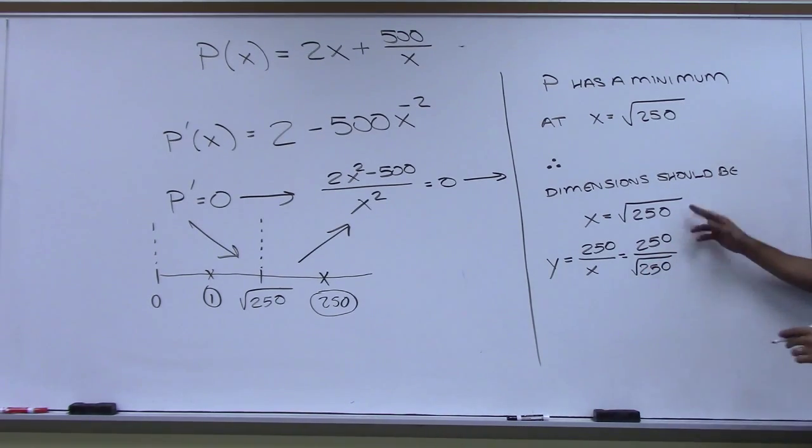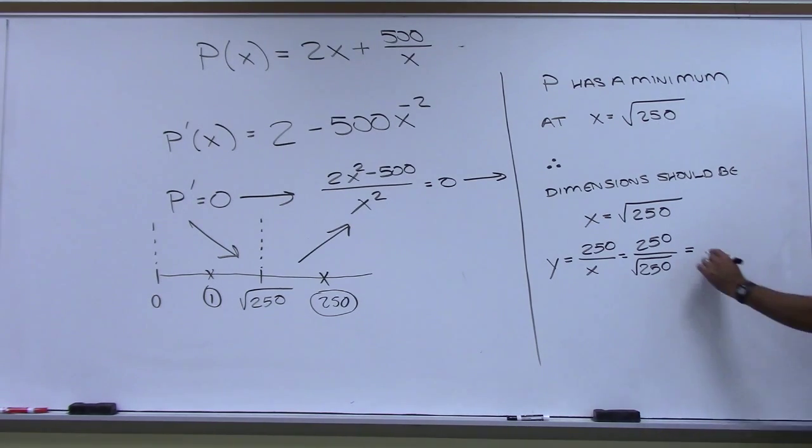And if you rationalize the denominator here, you get root 250, which means x has to be y, which means it's a square. So, right? 5 roots of 10. Pardon? 5 roots of 10. Yeah, you could simplify that.